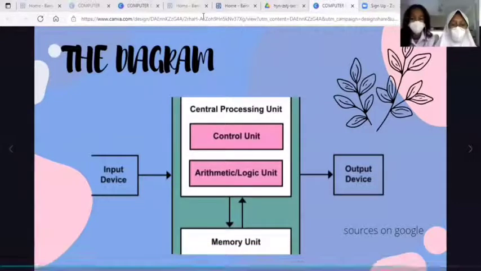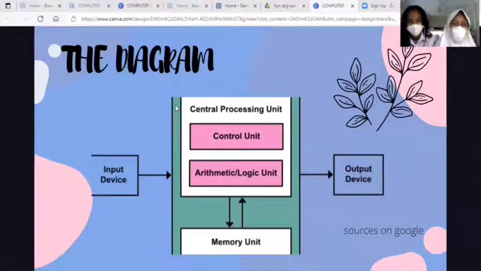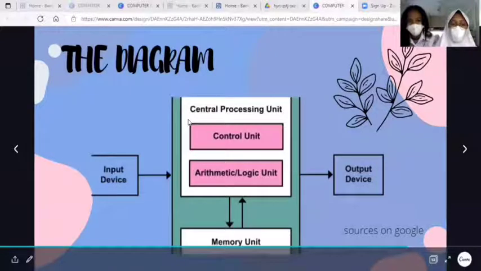Next is the diagram between the control unit, arithmetic logic unit, and the memory unit. As we can see, there is a relationship between the CPU, memory, and the registers.